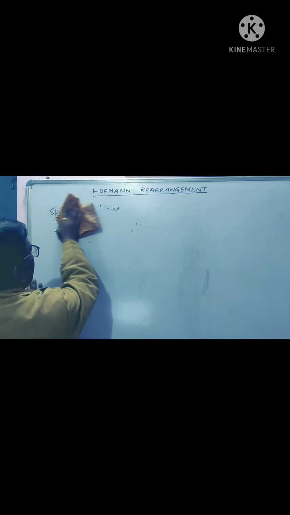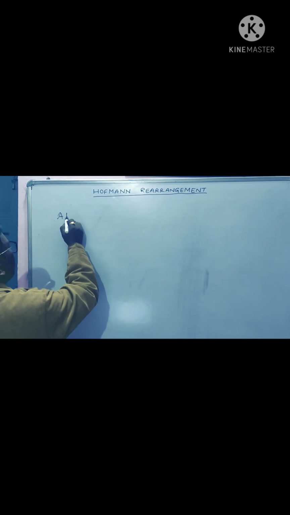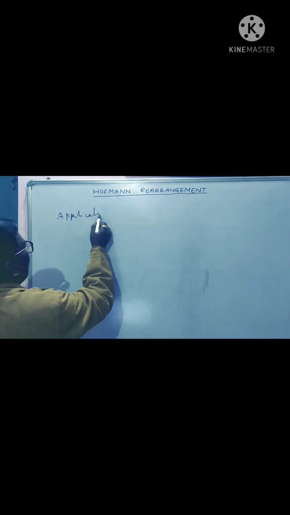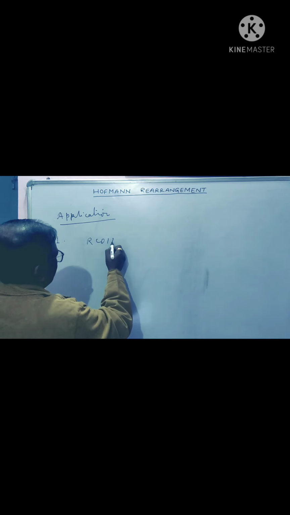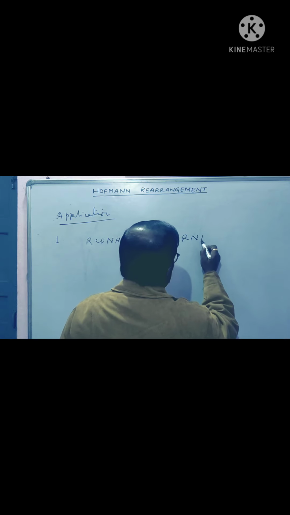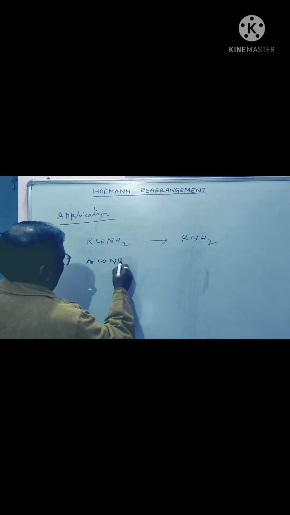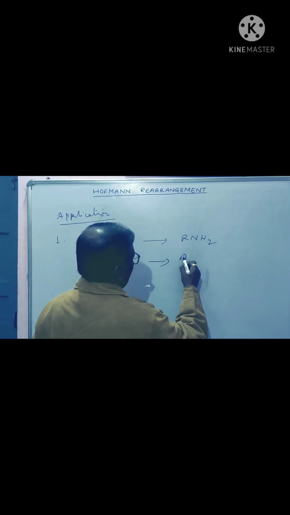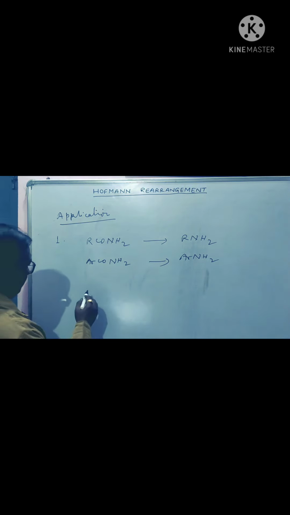Now let us see the applications. First, you can prepare any amine. If you take an aliphatic amide, you will get an aliphatic amine. If you take an aromatic amide, you will obtain an aromatic amine.